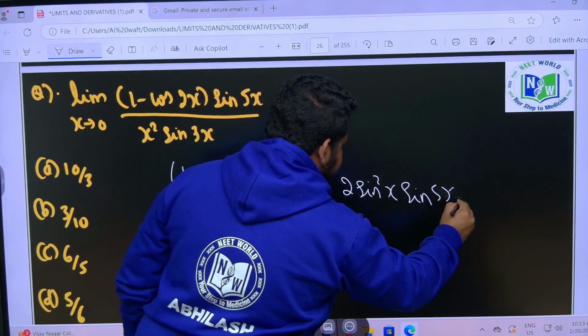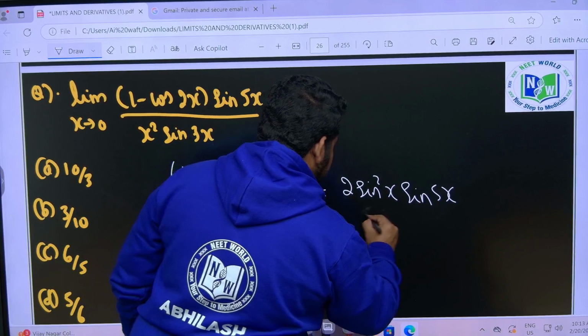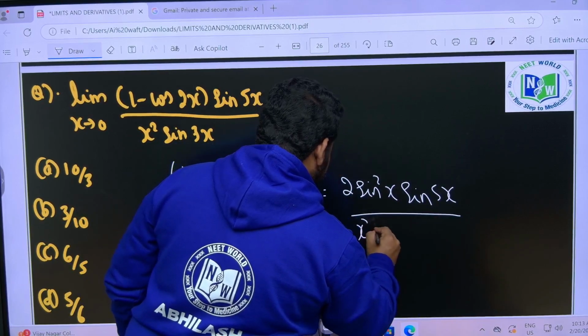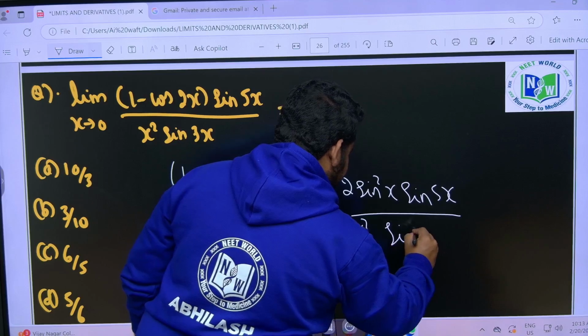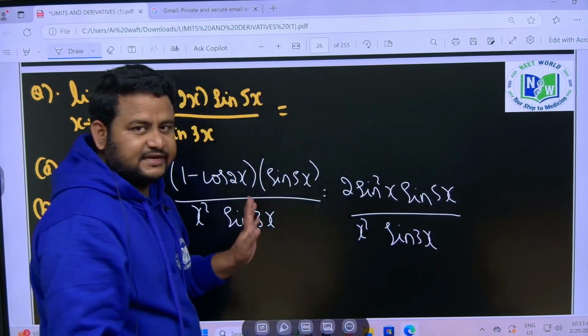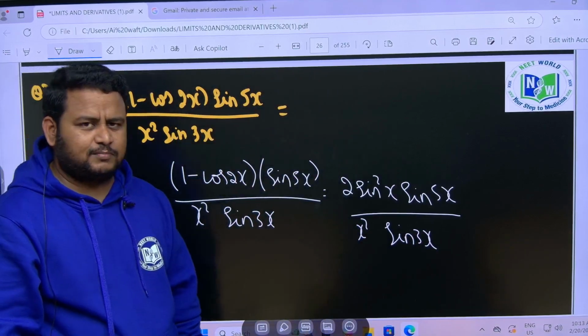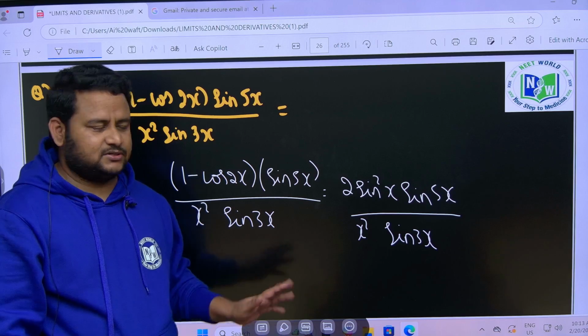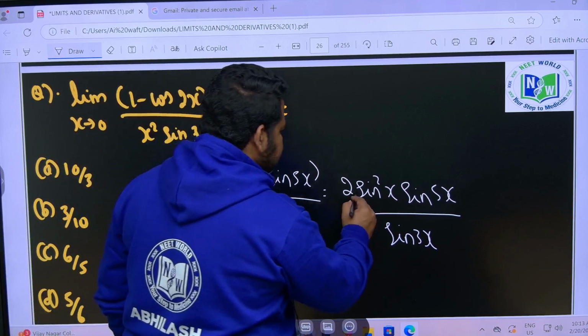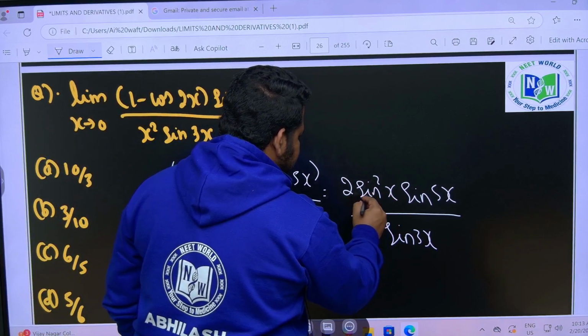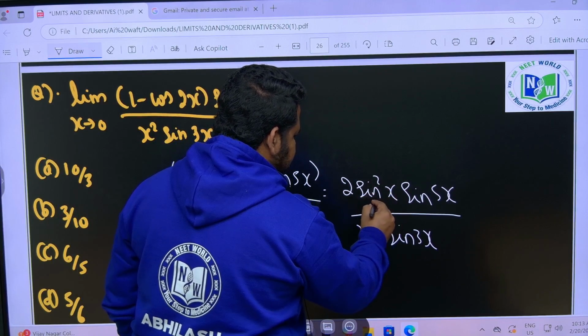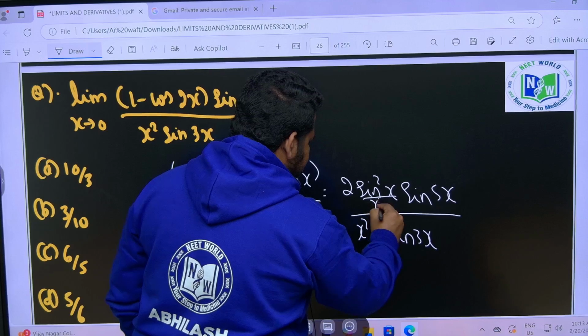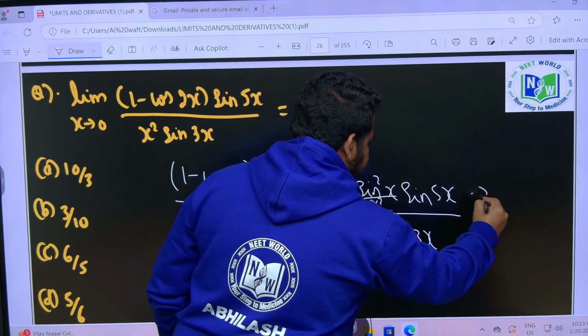Sin 5x, I'll write it as sin 5x by x square, sin 3x by x square sin 3x. This is what we have. But we know the property of limits: limit x tends to 0, sin x by x is equal to 1. So here we have sin square x, but we should have x square. So I will multiply by x square.